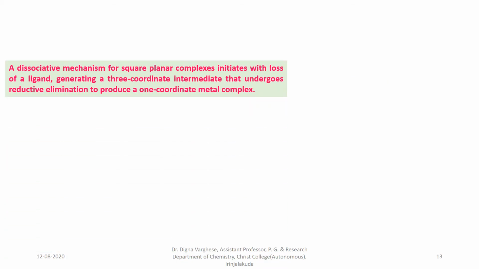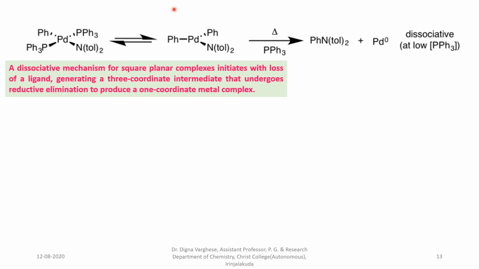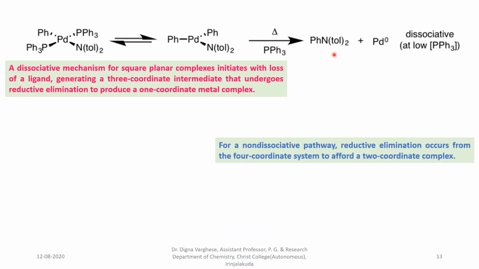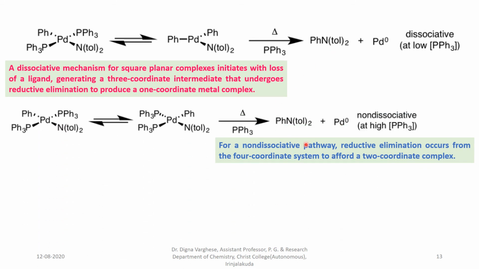A dissociative mechanism for square planar complexes initiates with the loss of one ligand, forming a 3 coordinate compound, and from this, reductive elimination happens. And in the case of the non-dissociative pathway for reductive elimination in square planar complexes, here the eliminating group is phenyl, nitrogen, toluene twice. This group is in the trans position, so first isomerization takes place, and here it is in the cis position. After this, reductive elimination takes place.